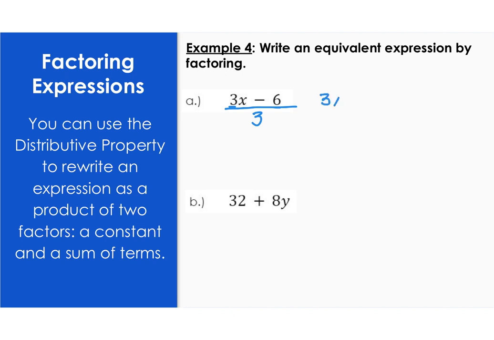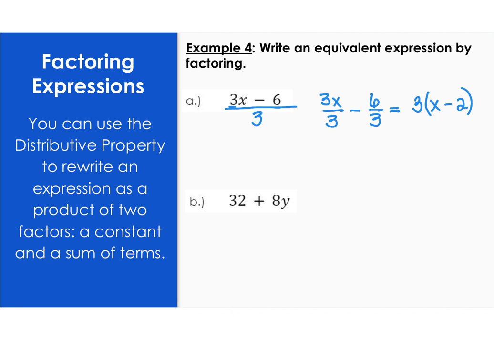When I do that, I can actually separate these. Put the 3 out front, because that's my GCF. 3x divided by 3, well, the 3 over 3 just equals 1. So that leaves me with x minus 6 divided by 3, which is 2. So the equivalent expression by factoring would be 3 times the quantity x minus 2.